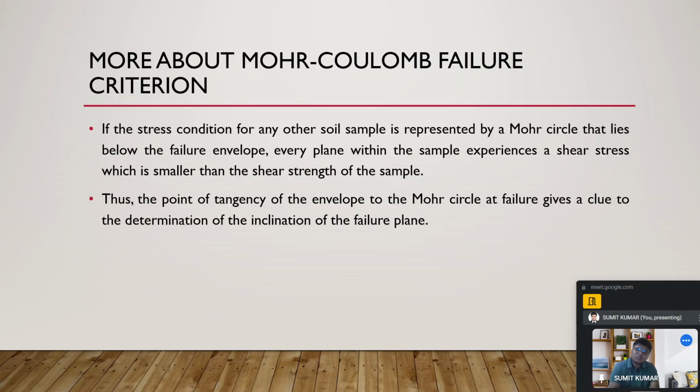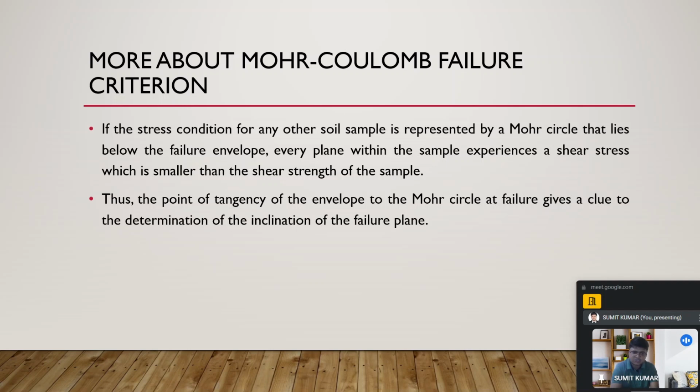Okay, so I am going ahead in sections. Whatever I want to talk about more is the Mohr-Coulomb failure criteria. The stress condition for a soil sample is represented by the Mohr circle that lies below the failure envelope. Every plane within the sample experiences a shear stress smaller than the shear strength of the soil, so the soil doesn't fail. But if the stress is increased from that point, the soil fails.